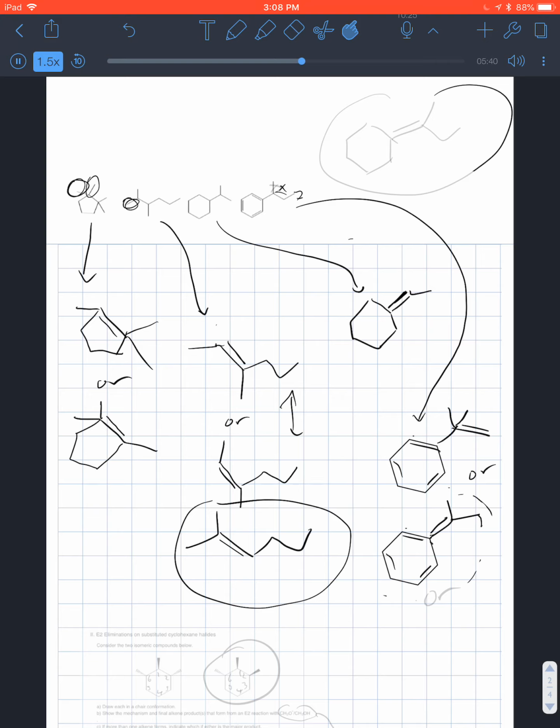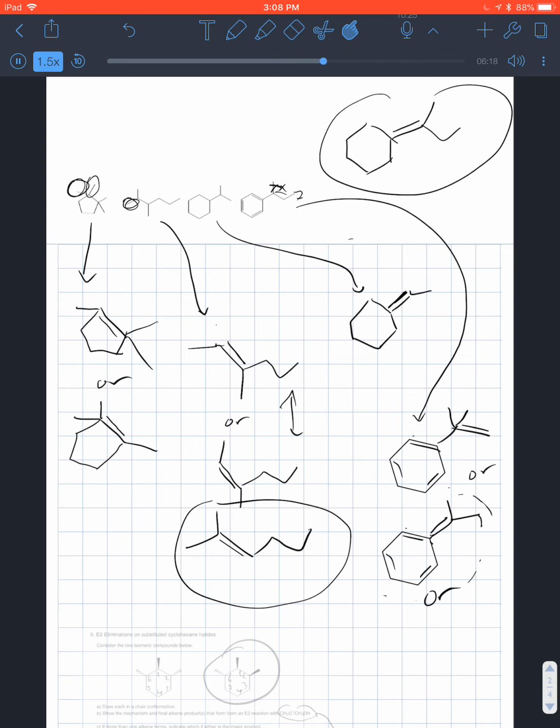Well, actually, there's one more product, so let me take that back. That one's the most stable. Let me see what that one looks like. The other product would be if this guy got eliminated over here, and then that would look like this. Double bond right there. That would actually be the same as that, so they would be equally stable, so this would be the major product. Okay, and now we're going to go back to number 2.